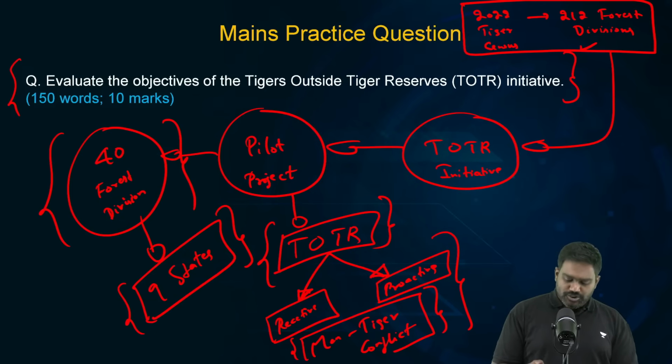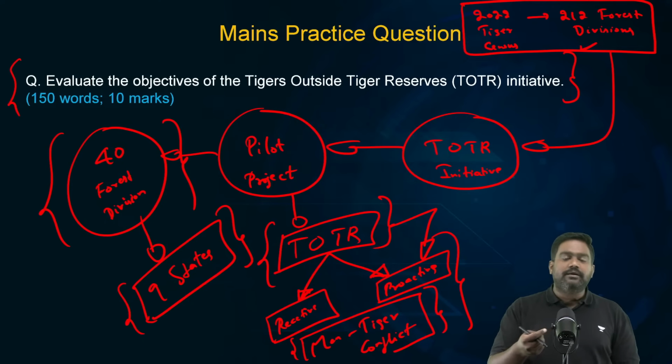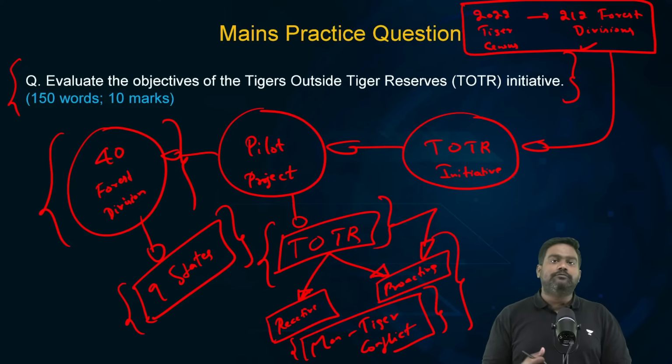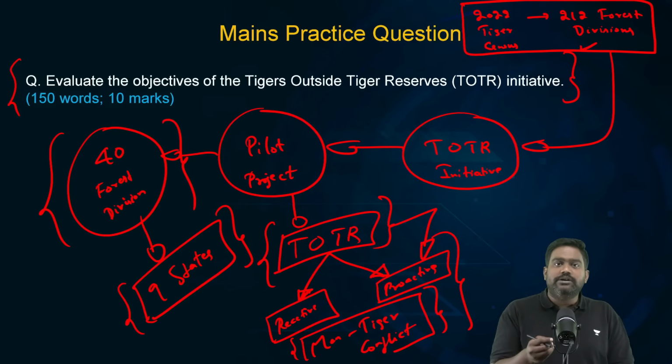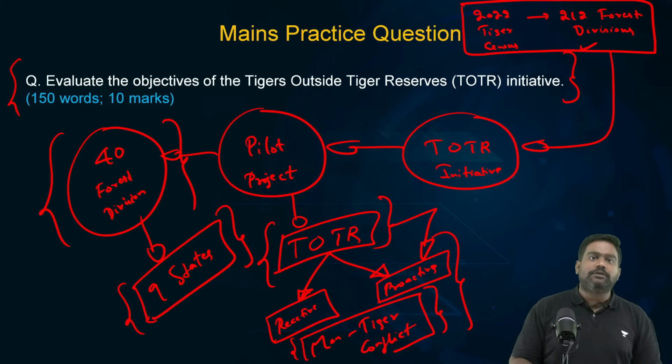So now the TOTR initiative will prioritize a proactive approach to prevent these incidents from happening, with better early warning, better deployment of technology, inclusion of local communities, and better training of the forest department as well.